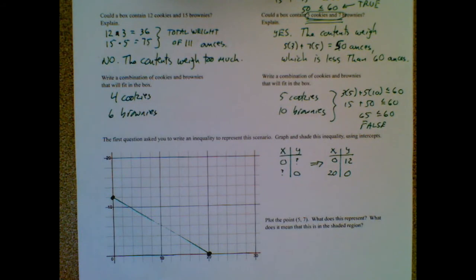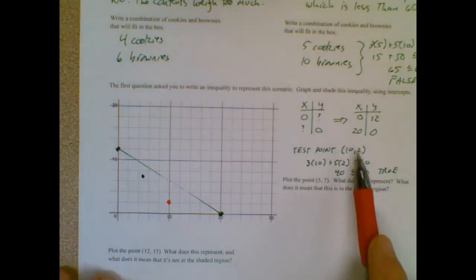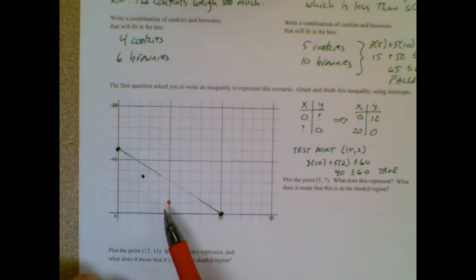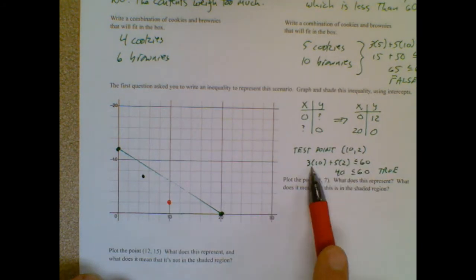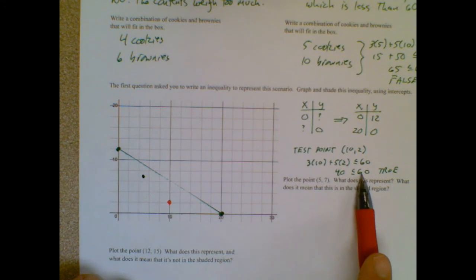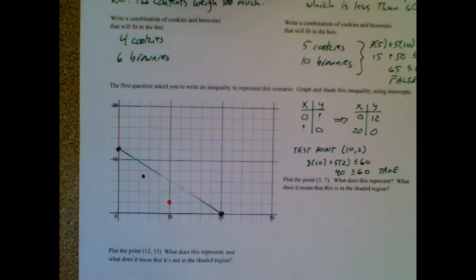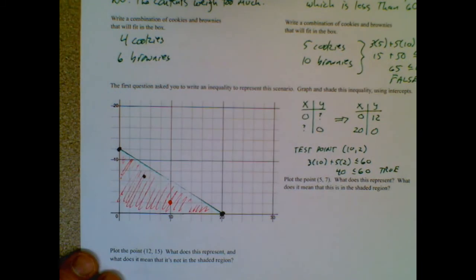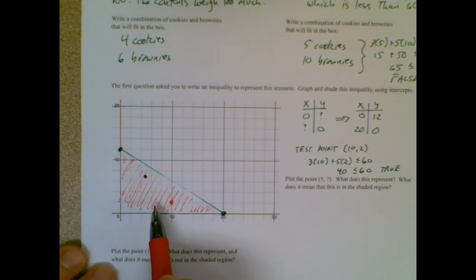And now I need to do some shading. That's the third part of the inequality. So I can use a test point and go ahead and shade. So I chose to test the point 10, 2. There it is right there. And when I plug in x equals 10, y equals 2 into the equation, I end up with a true statement, which tells me that my test point is in the true region or the shaded region. So now I would go ahead and shade. And now I have my shaded region or my solution region.